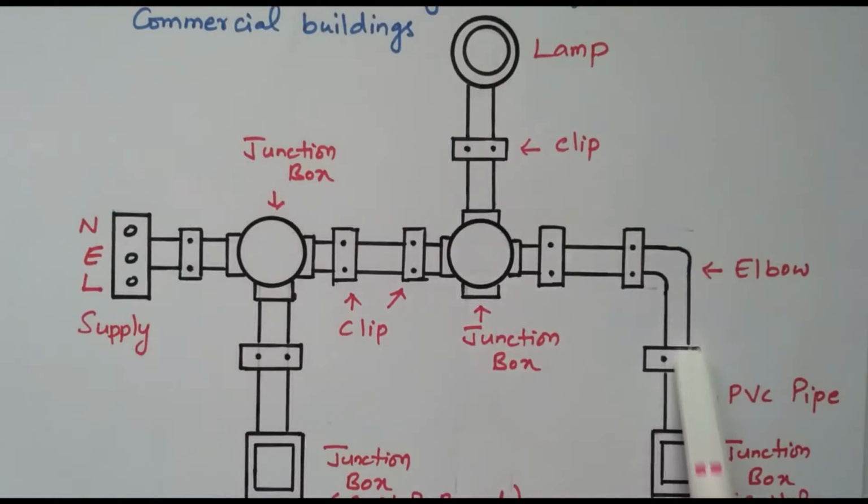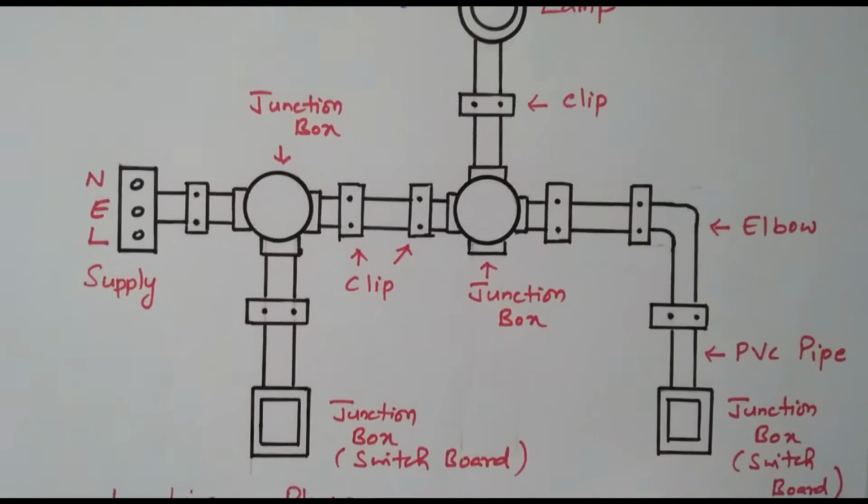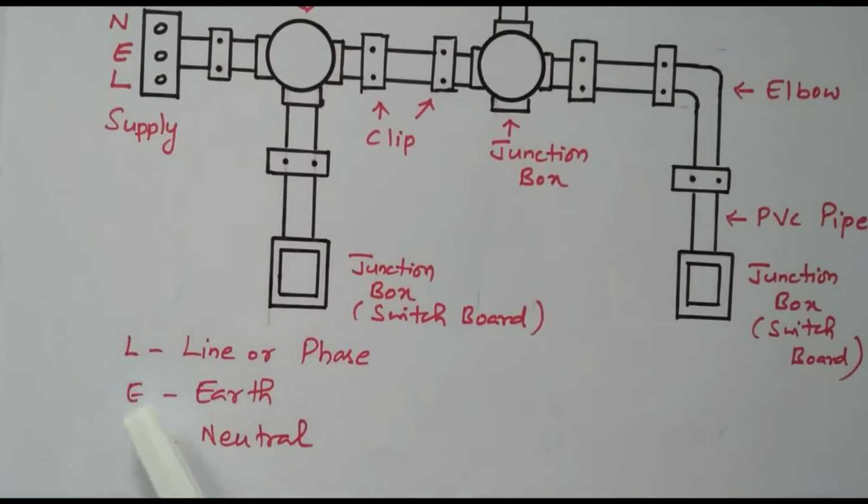Here another three clips are available. Here only the elbow is available, in order to make the bend. This is another switch box. So in this we can control the lamp by using the switches. So it is a switch. The L refers to line or phase, E refers to the earth, N refers to the neutral. So this type of wiring only we are using now.